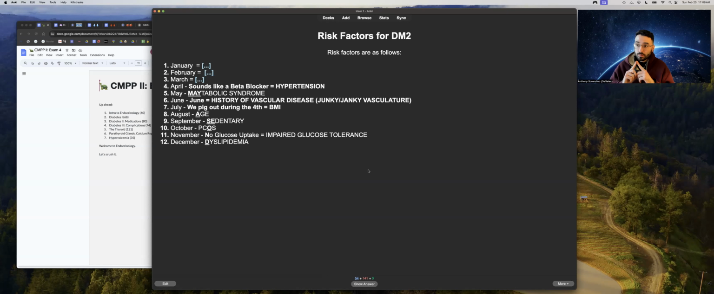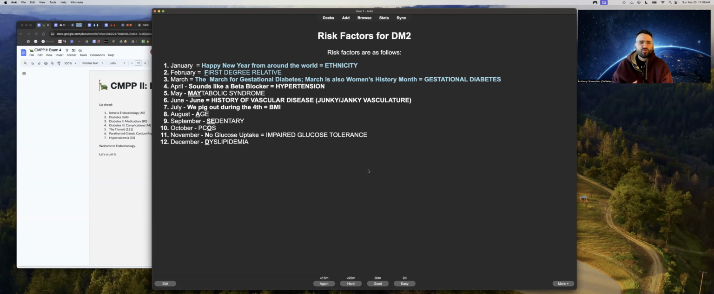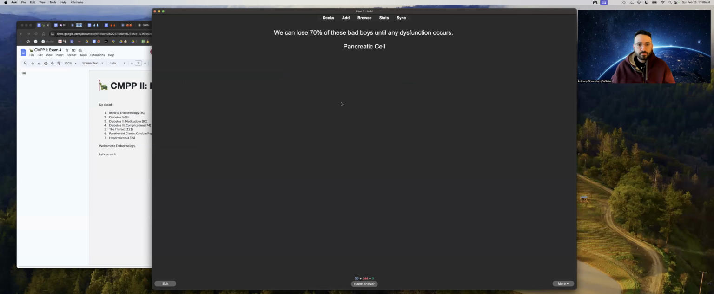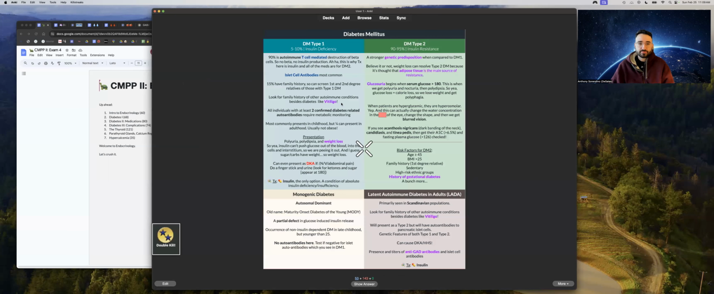February is, oh, what was it for February? Did it just start with an F? I think it's, is it family history? March is going to be gestational diabetes. Oh, it's first degree relative. No, that's pretty much the same thing. We'll take that. We can lose 70% of the islets of Langerhans.